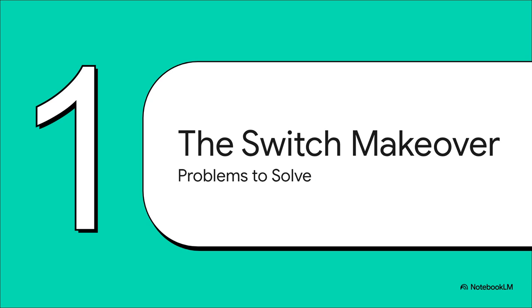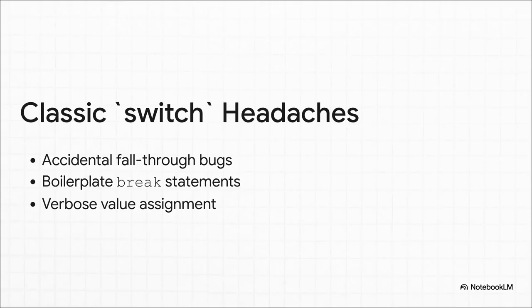To really appreciate how great the new switch is, we first have to remember why the old one was, well, kind of a pain. It was a tool we all used, for sure, but it came with some real headaches that every single developer has bumped into. And here they are, the usual suspects. First, that infamous accidental fall-through. You forget one little break statement, and boom, your code just keeps on executing, causing some really weird bugs. Then there's just all the boilerplate, so many breaks cluttering up your code. And finally, assigning a value was always so clumsy. You had to declare a variable outside the switch, then carefully set it in each case. It worked, but man, it was never pretty.